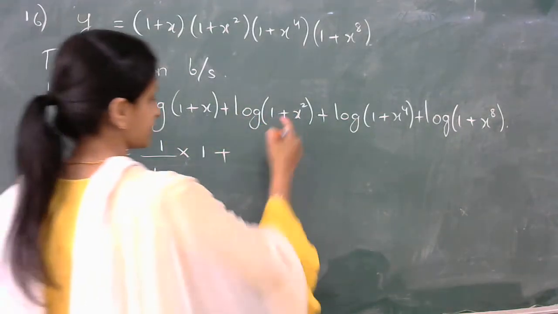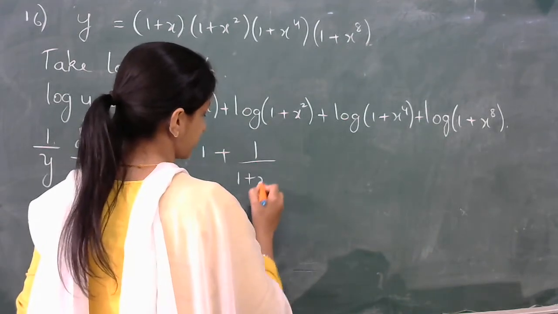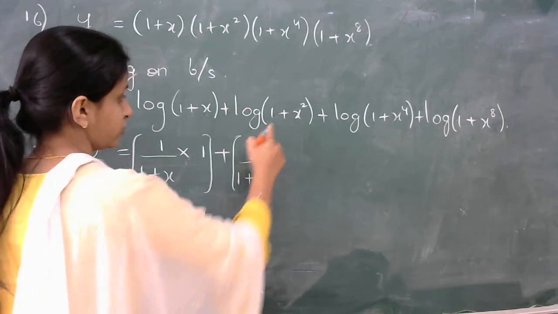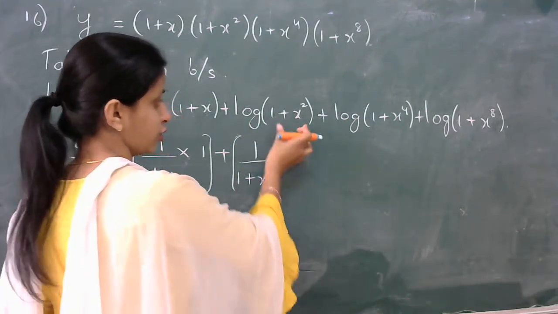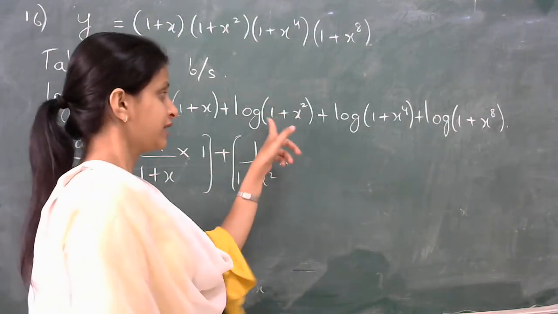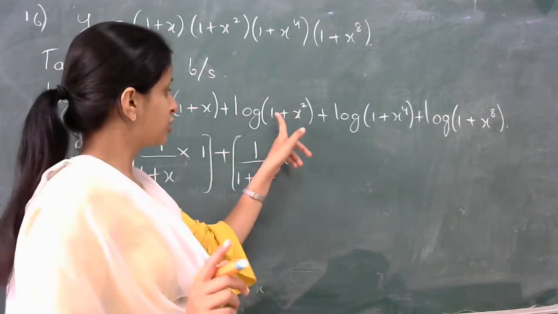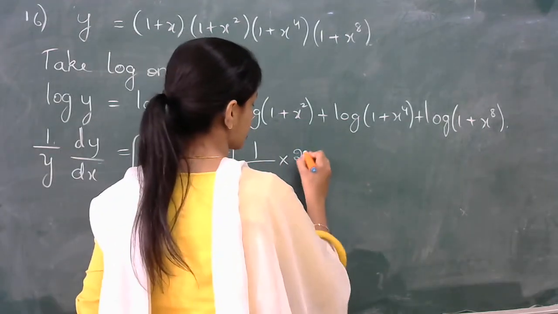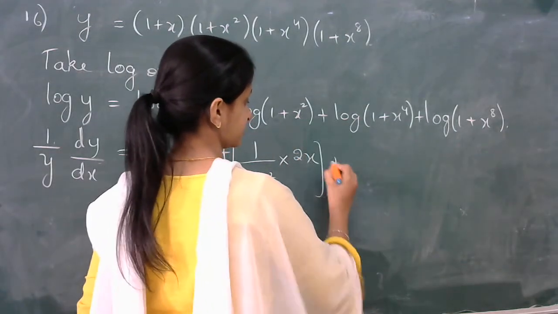Next, log of 1 plus x square, that would be 1 upon 1 plus x square, let me write it in brackets, into the differentiation of this bracket term. What is the differentiation of the bracket term? Again the constant differentiation is 0, plus the differentiation of x square is what? It is 2x. So 0 plus 2x is 2x.